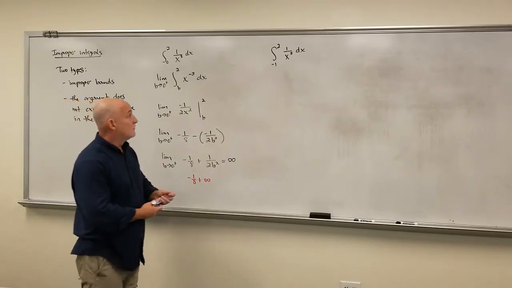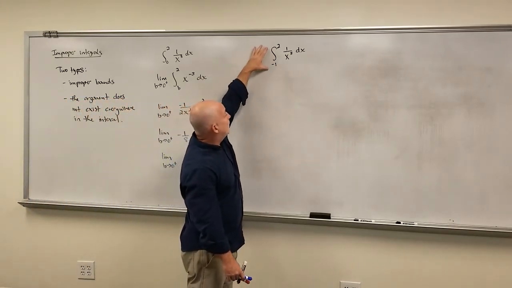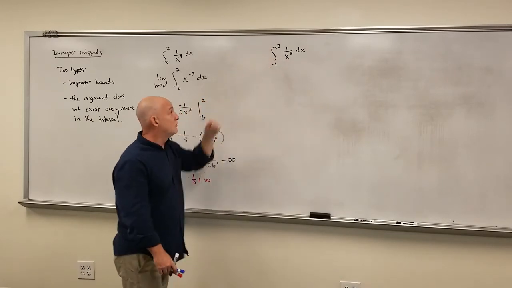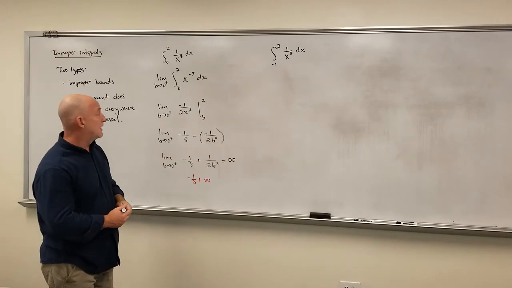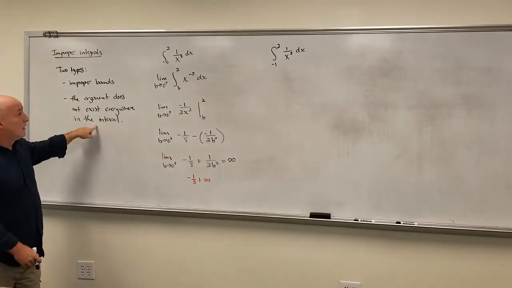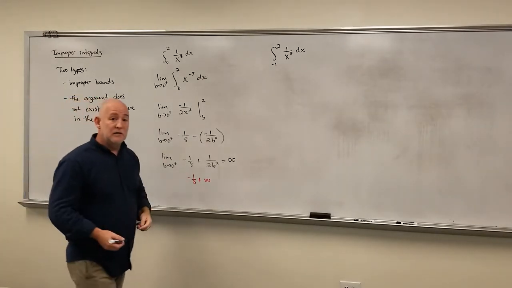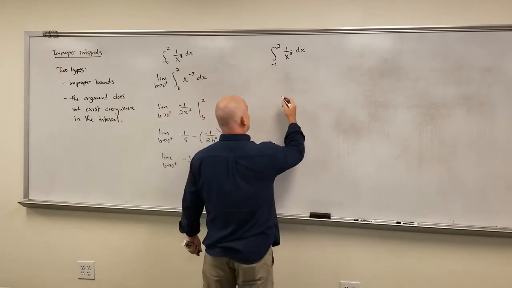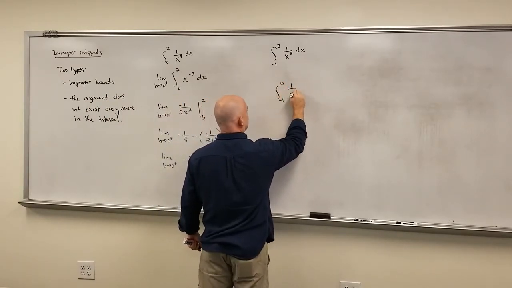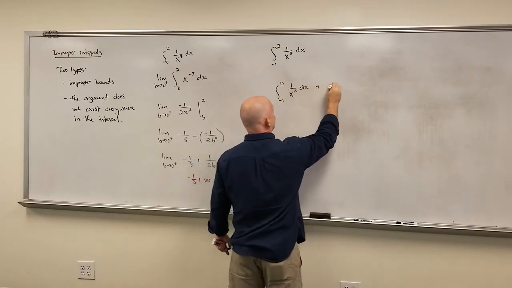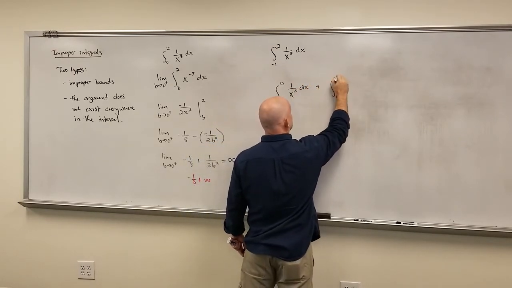The reason is inside our interval here, from negative 1 to 2, the function does not exist. So what you need to do in this case is break this up into two integrals. We'd have to integrate from negative 1 to 0. Then we'd have to integrate from 0 to 2.